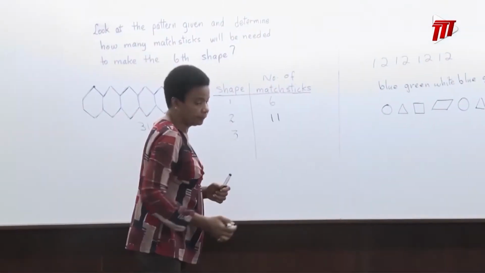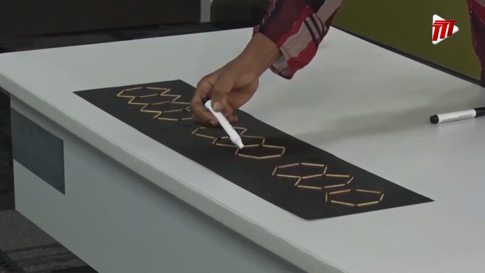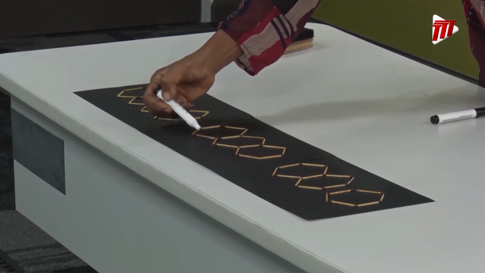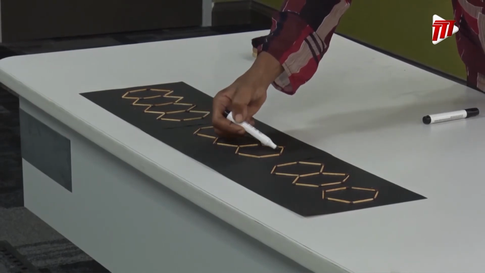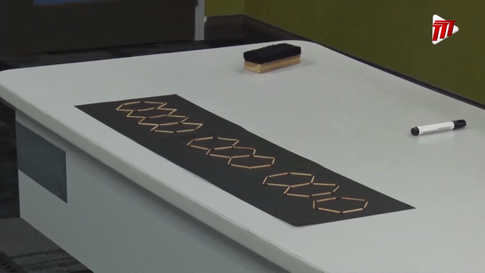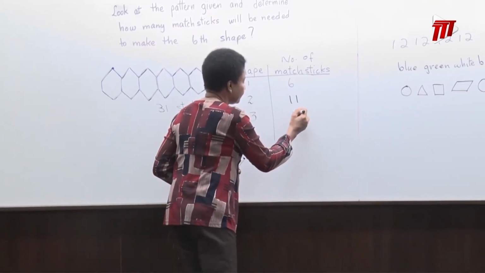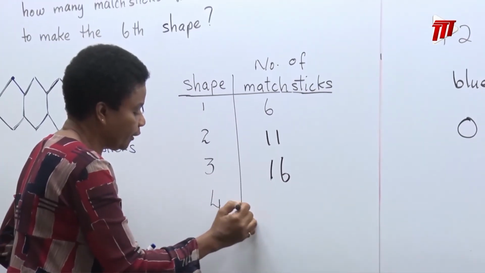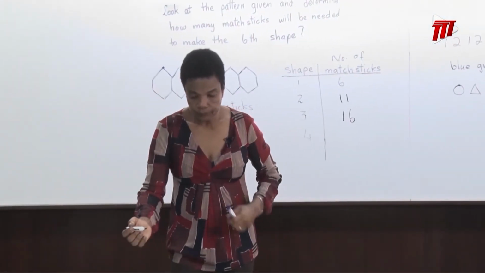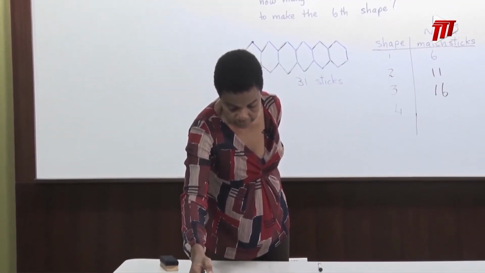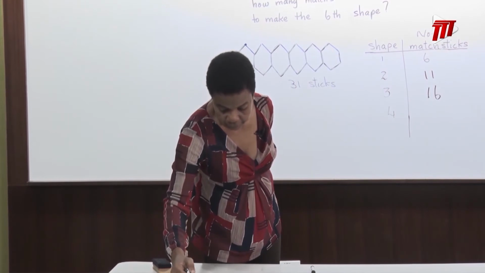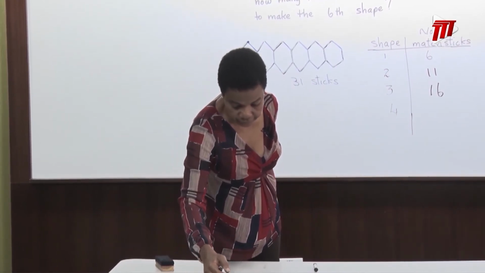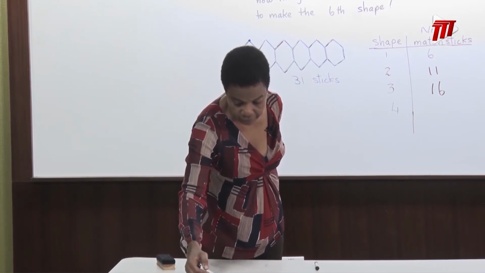The third shape, let's go again. 1, 2, 3, 4, 5, 6, 7, 8, 9, 10, 11, 12, 13, 14, 15, 16. Are you observing anything as yet? Let's continue. The fourth shape. 1, 2, 3, 4, 5, 6, 7, 8, 9, 10, 11, 12, 13, 14, 15, 16, 17, 18, 19, 20, 21. So we use 21.